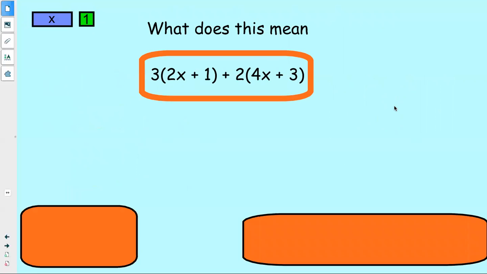So instead of just one bracket, we have got 2 brackets here and they are being added together. So what does this really mean? So I'm going to try and represent it pictorially for you.